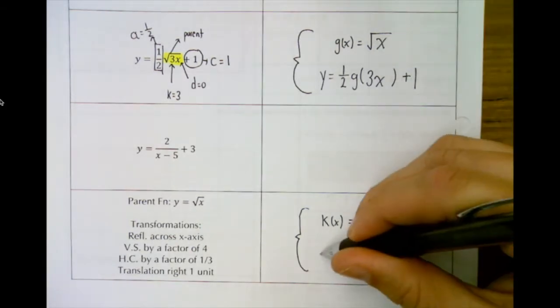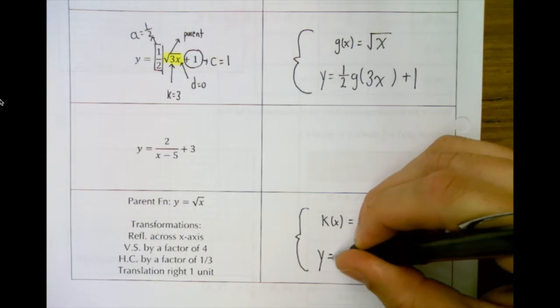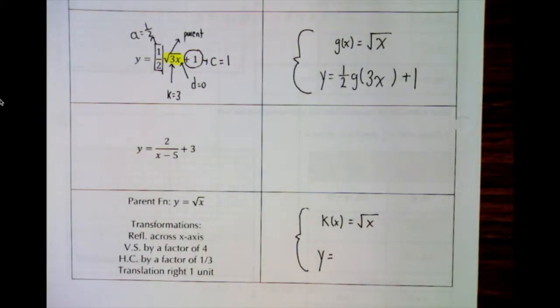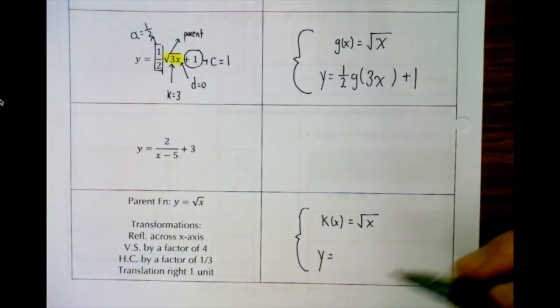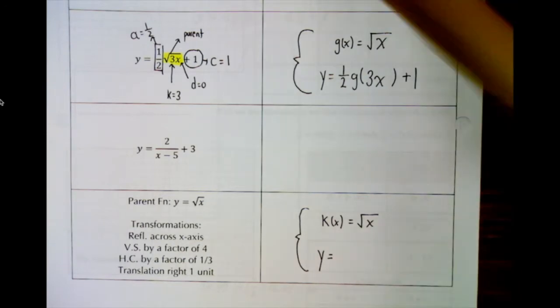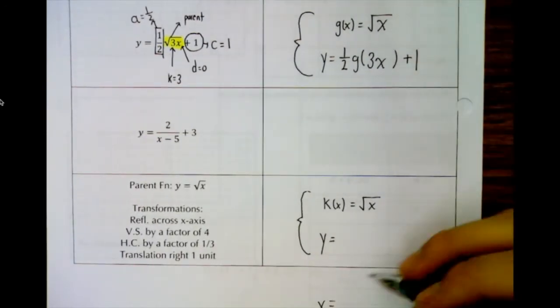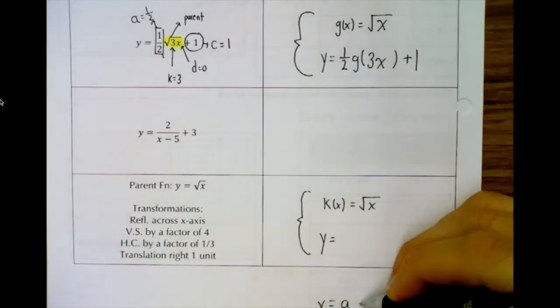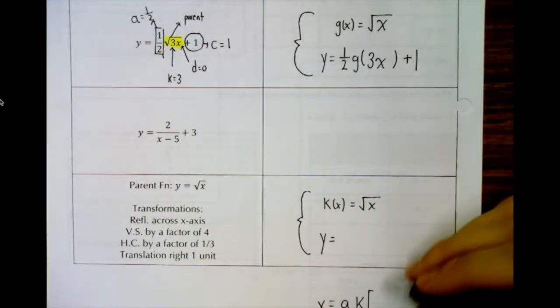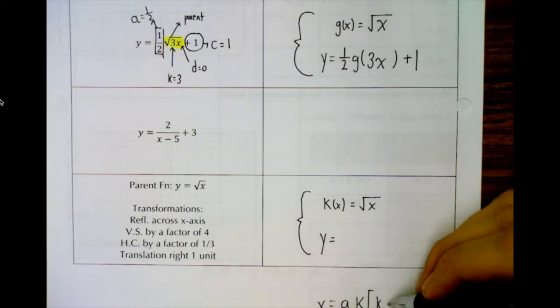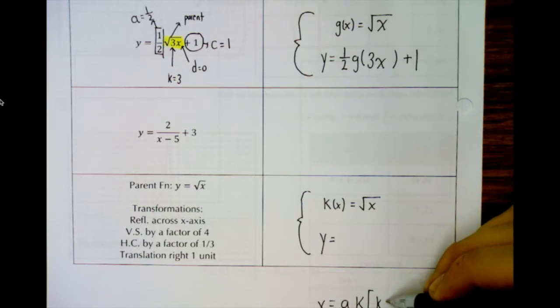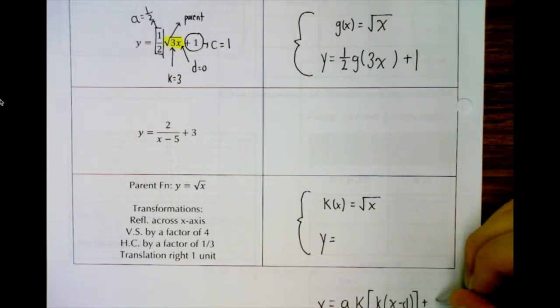And now we're going to try to write our transformation equation, y equals. And we can write our transformation equation by trying to pick out the transformations and structure our transformation equation. So we know it should look like y equals a times k, ooh, that's going to be confusing because k is actually a horizontal compression and also the name of a function. Maybe we should use a different letter. We'll stick with it. x minus d plus c.